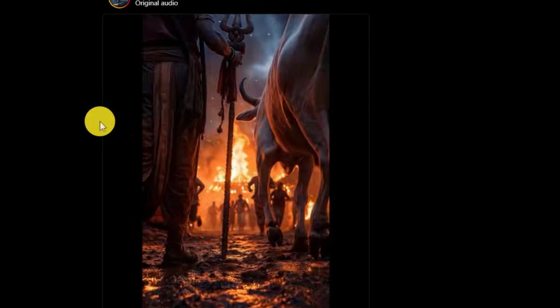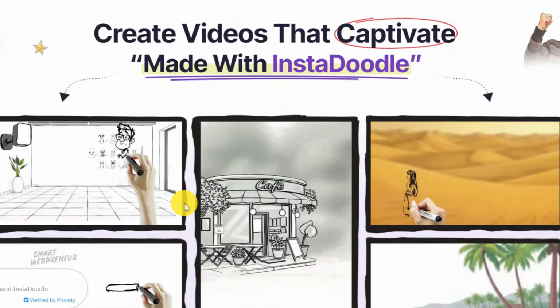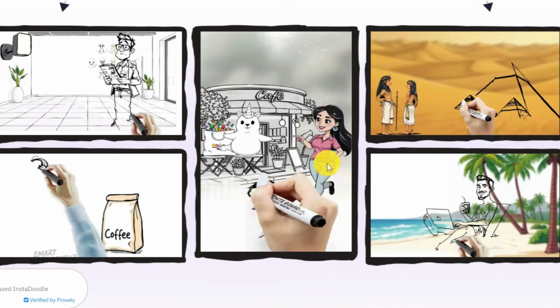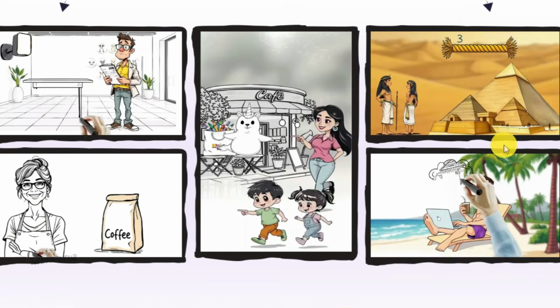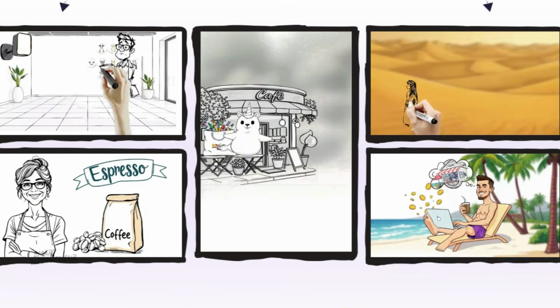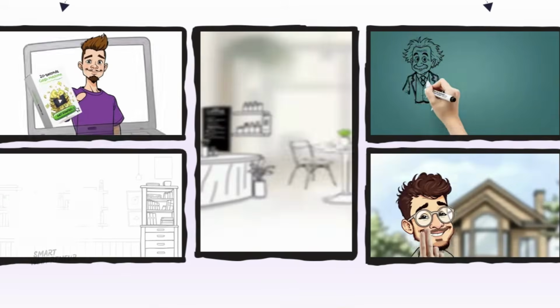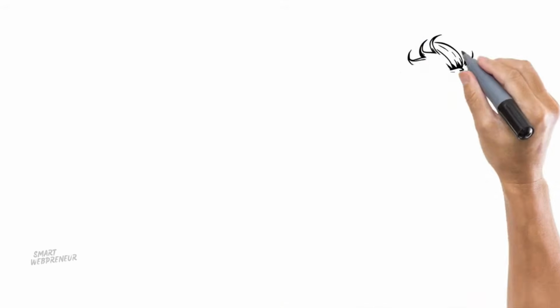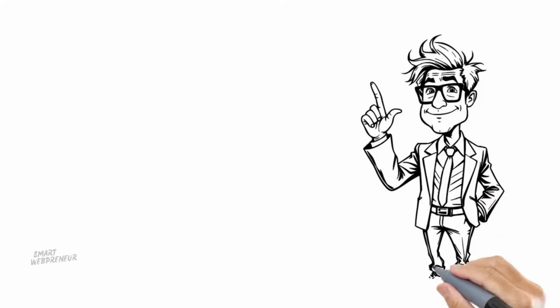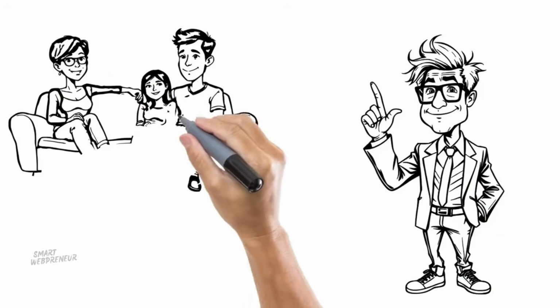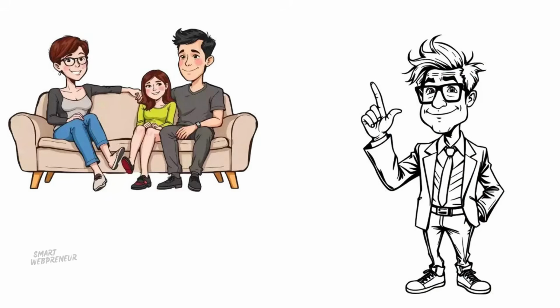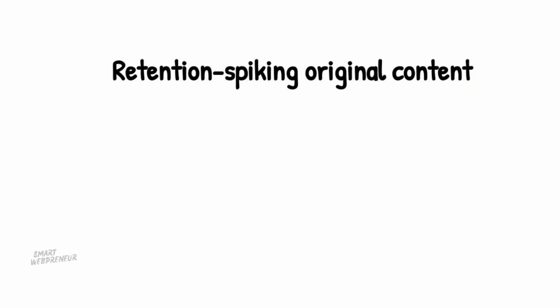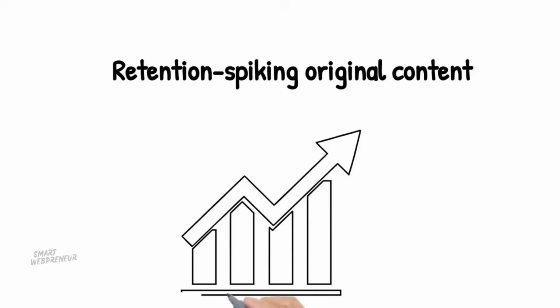I'm going to show you a workflow using InstaDoodle's new AI Wizard that allows you to generate God mode assets, visuals that are so specific, so weird, and so unique that the viewer's brain physically cannot ignore them. We aren't just making videos today, we are going to conjure things that don't exist. I'm going to show you how to take a raw idea and turn it into a custom, hand-drawn animation in under 6 minutes. No stock photos, no generic garbage, just pure, retention-spiking original content. Let's get into the build.